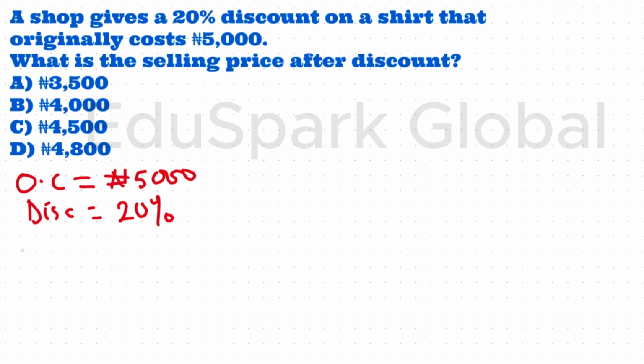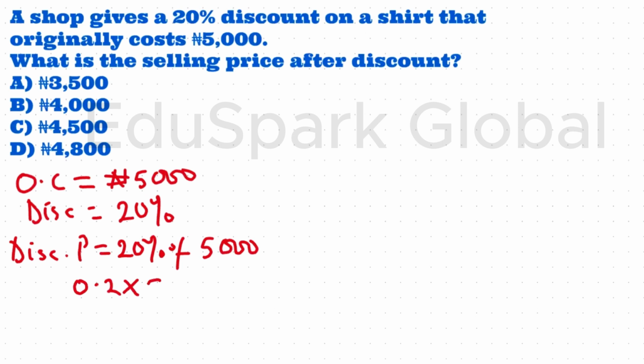So the discount price will be 20% of 5,000, okay? So this will give us 0.2 multiplied by 5,000, which is equal to 1,000 naira, okay? So the discount price is 1,000 naira.